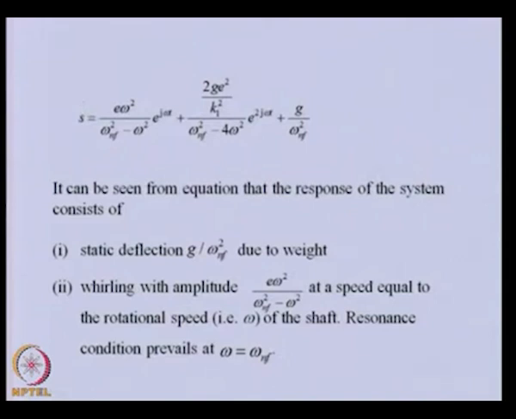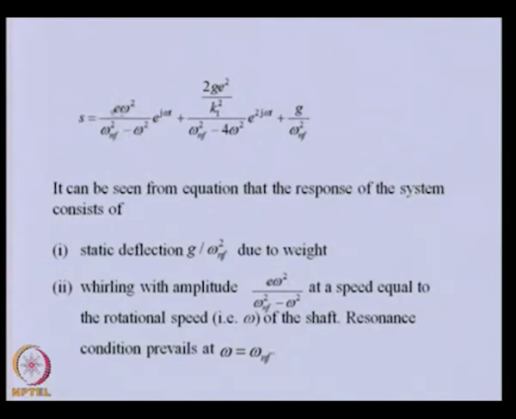So, if you see this equation, this term is the deformation of the shaft due to gravity, because there is no time dependent thing. So, this is static force. Whatever the gravity force is there, because of that this much deformation will take place. The first term is the amplitude. The frequency of this particular response will be equal to the spin speed of the shaft, and we get a condition that when the frequency of the shaft is equal to the undamped natural frequency of the shaft, we have resonance condition.